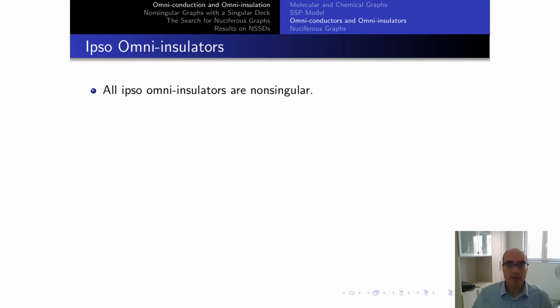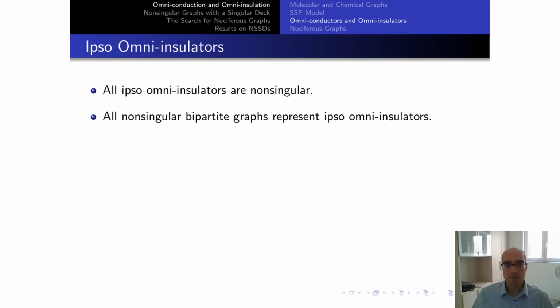As we said earlier, all ipso-omni insulators are non-singular. There are no examples of ipso-omni insulators that have nullity greater than 0. And if you were to try to find examples of such ipso-omni insulators, there are in fact plenty, because all non-singular bipartite graphs are ipso-omni insulators.